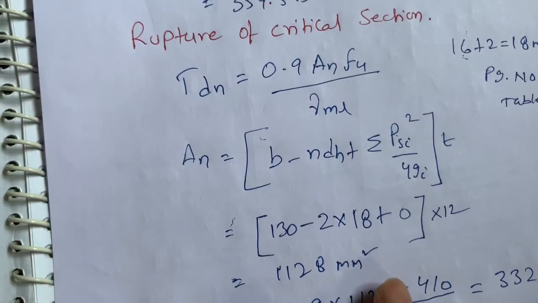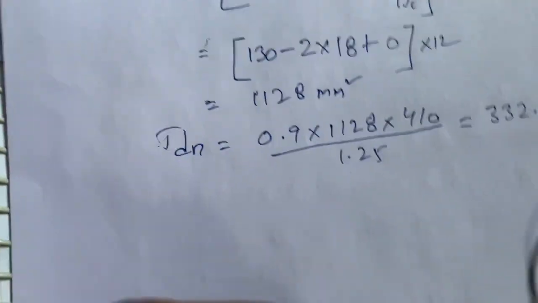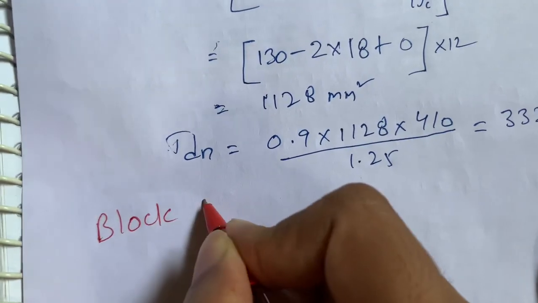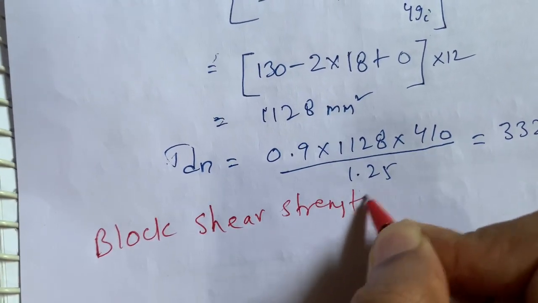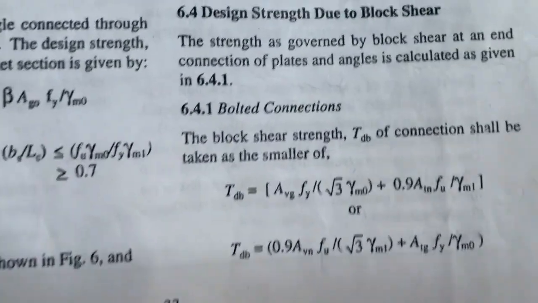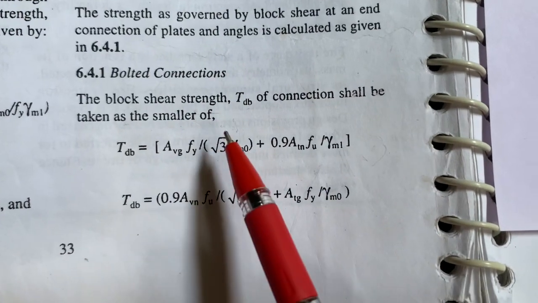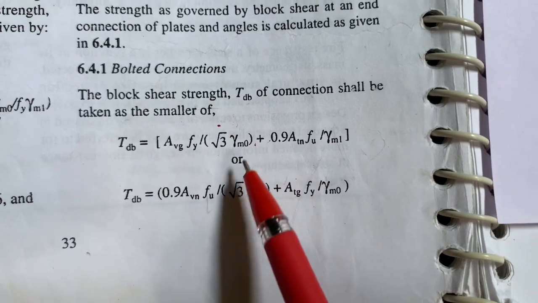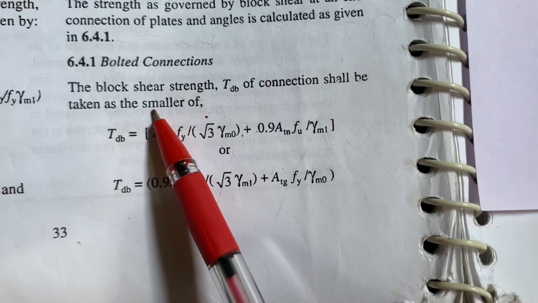So after that we need to calculate block shear. The third value is block shear strength. For this block shear strength, the code specifies that 2 formulas are there, on page number 33. For bolted connections, the block shear strength Tdb of the connection shall be taken as the smaller of the two. After calculating these two equations, we will get two values, and we need to take the smaller value.